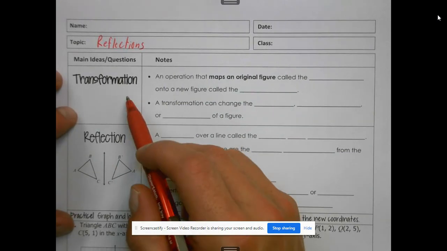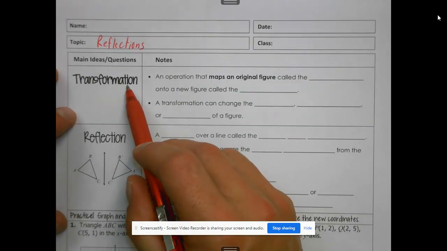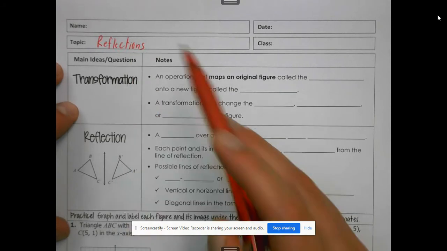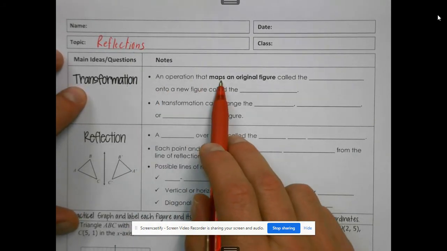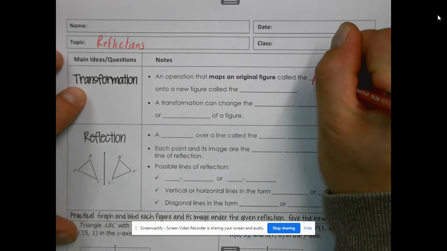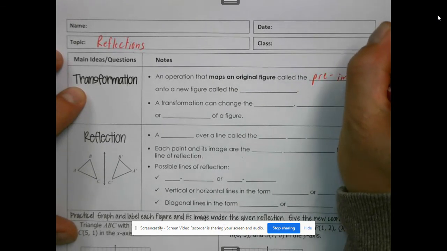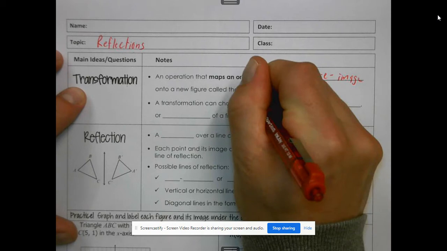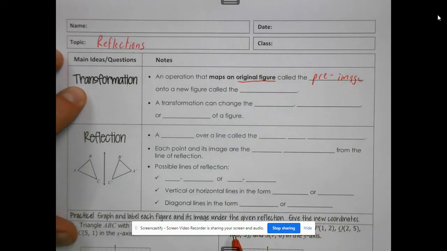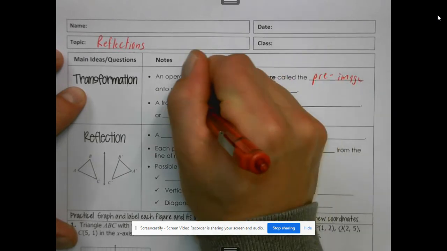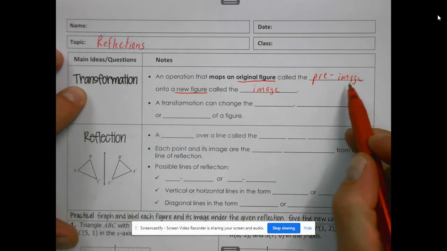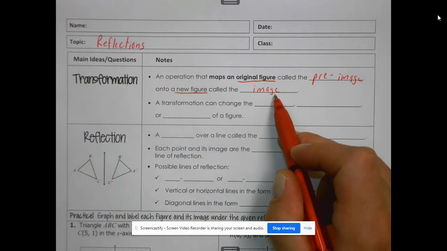All right, this unit is called transformations, and the first one we're going to talk about today is reflections. A transformation is an operation that maps an original figure, called the pre-image, onto a new figure called the image. And that is your new figure. So the pre-image is the original, and the image is the new.